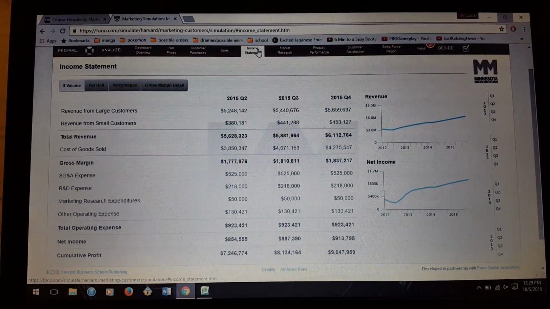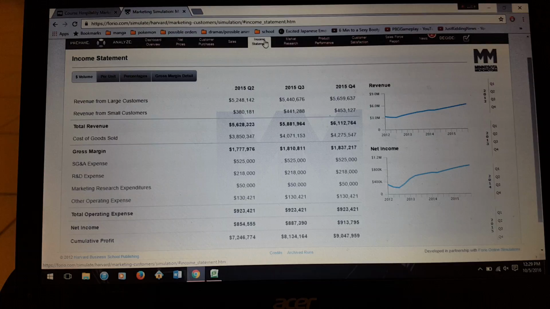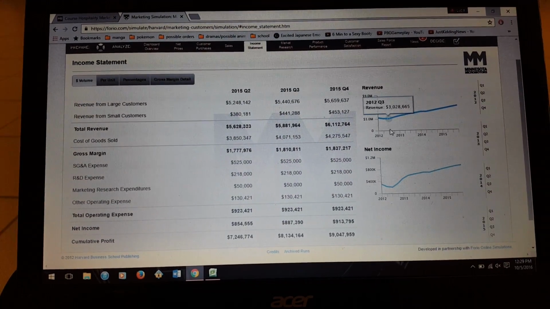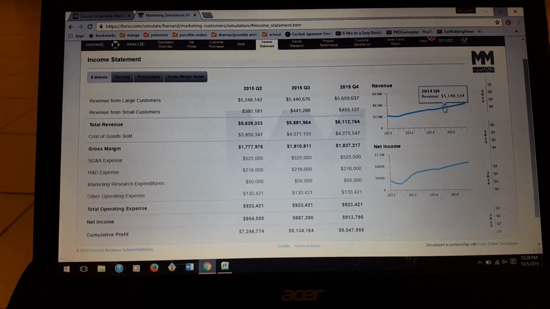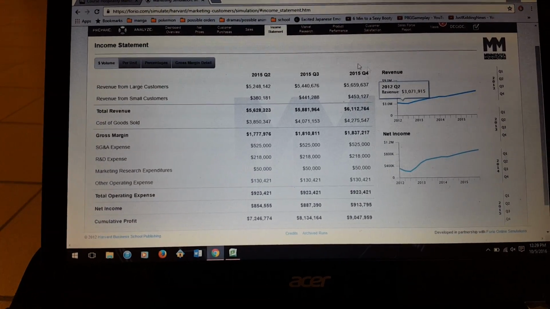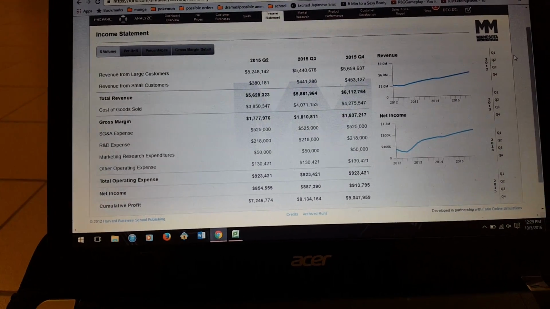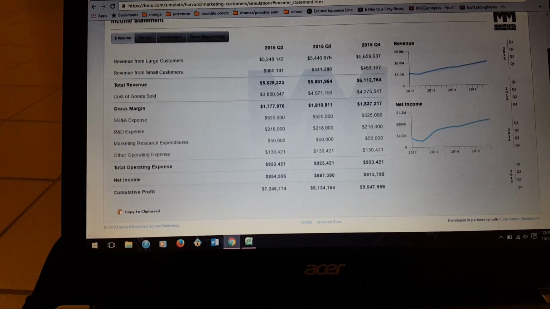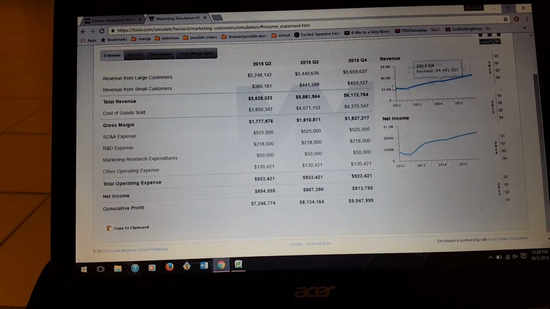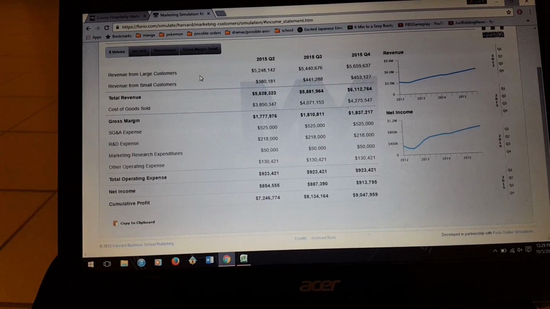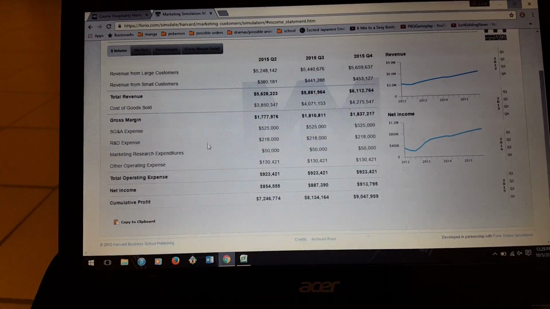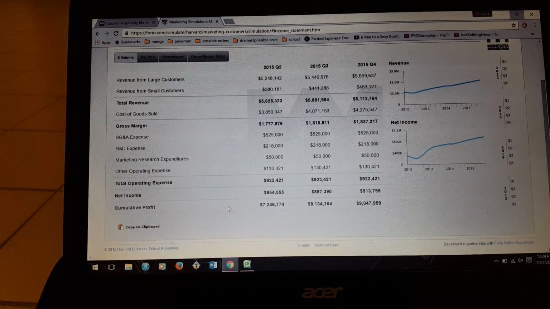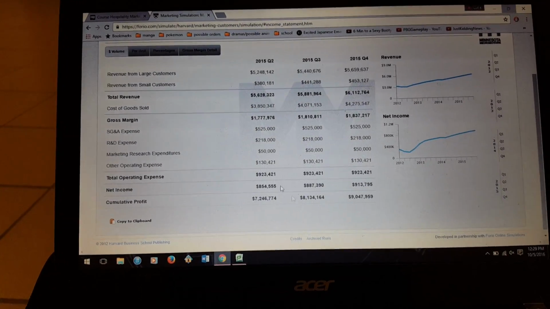The income statement tab is one of the most important parts of the simulation. Over here you have the revenue and net income, where both of them are on an incline. That's really good, considering if it's on an incline, that means you're making money, which is really good for your company since that's your goal for the simulation. The income statement also shows you the revenue for large customers and small customers, your cost of goods sold, expenses, operating expenses, net income, and cumulative profit, where your goal was to reach 8 million.